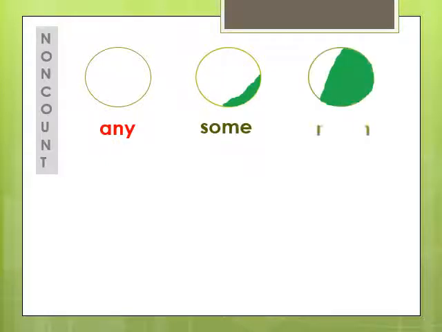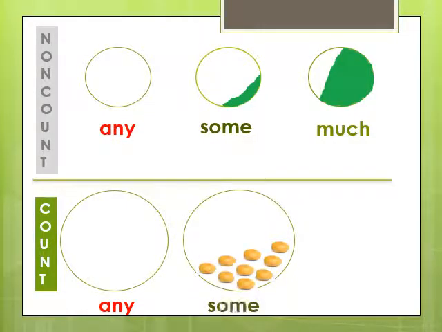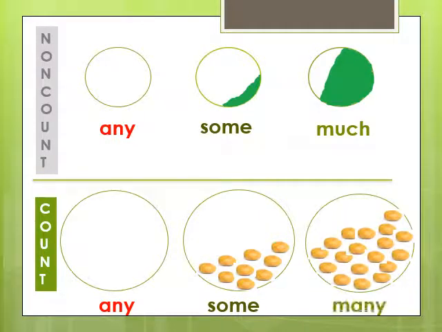Okay, now let's learn more quantifiers. Now, remember any, this is the mental representation of any. Then we have some, and then we have much. Look at this, we have more in this part. Now countable. With countable nouns, you also use any, some, and many. Okay, but now let's learn how we use much and many.